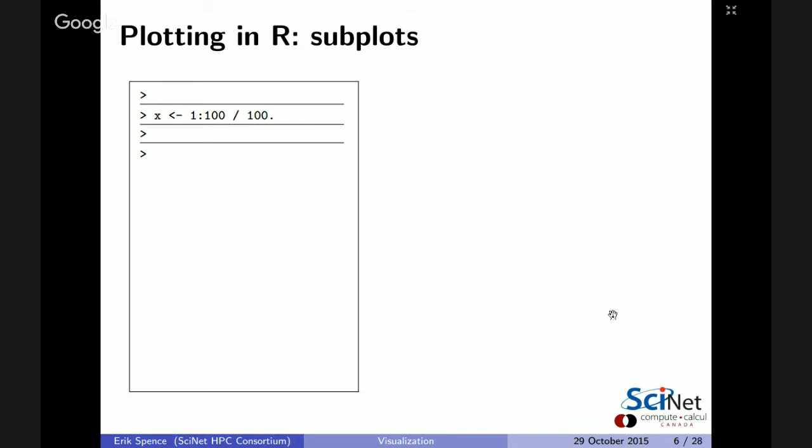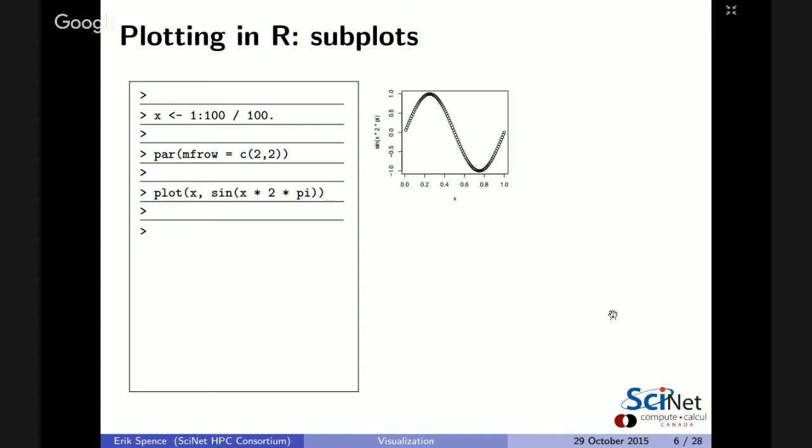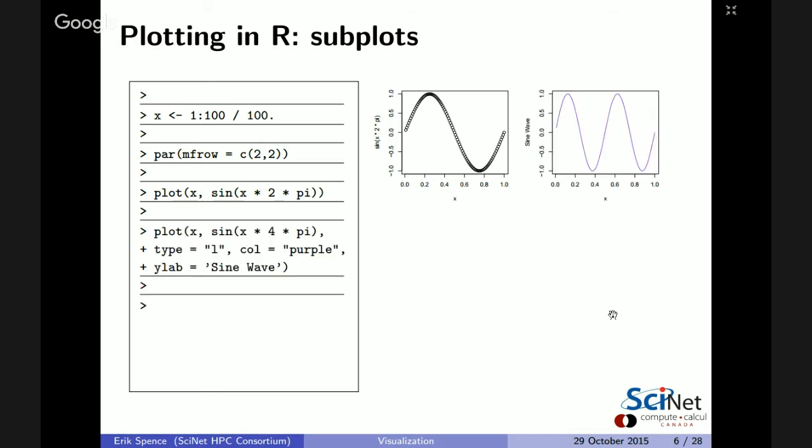Let's go over some more examples. Subplots. Here's our variable again, x. I want to do 2x2. Okay. Plot. We've seen this before. X, sine of 2 pi x. Very nice. I plot again. I move to the next window by default. Right? This time I'm plotting sine of 4x. I've changed it to a line, type equals L.